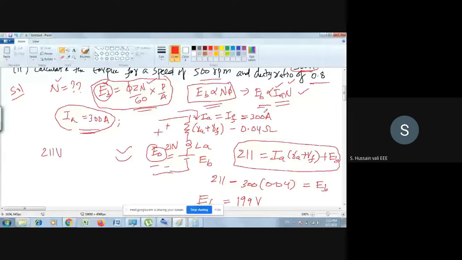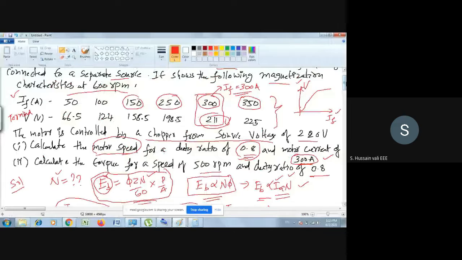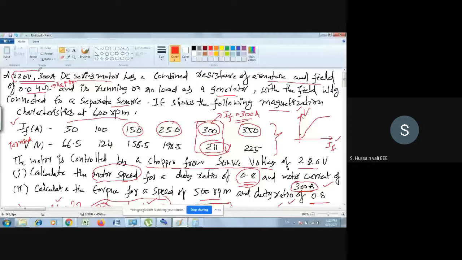Then we go to see the question once again. What is the question? He has given the rated values: 220 volts, 300 ampere. And one important thing is that the data which we have worked out here is for 600 RPM. So the speed here is 600 RPM. This data he has given.